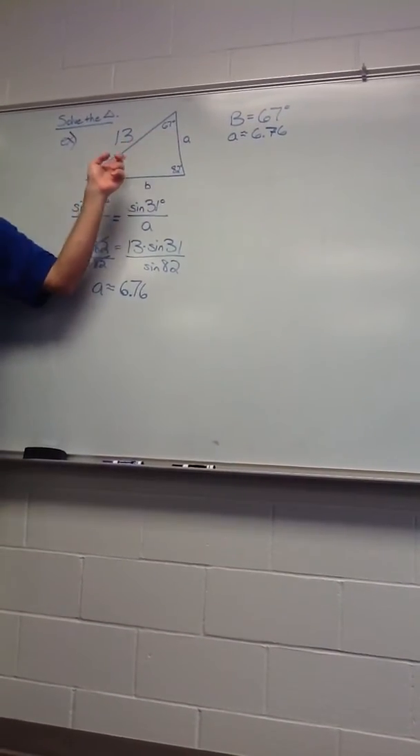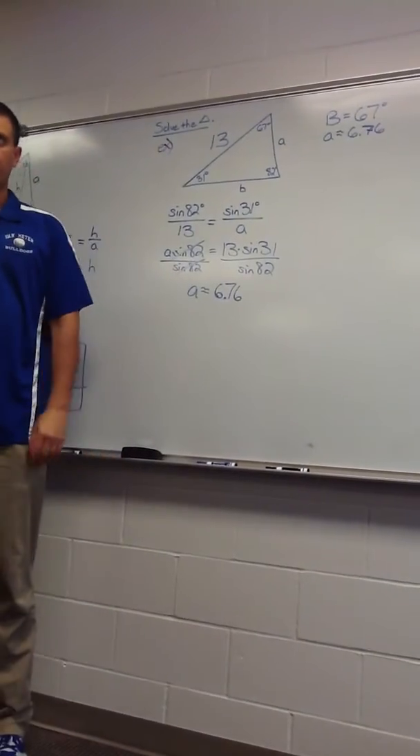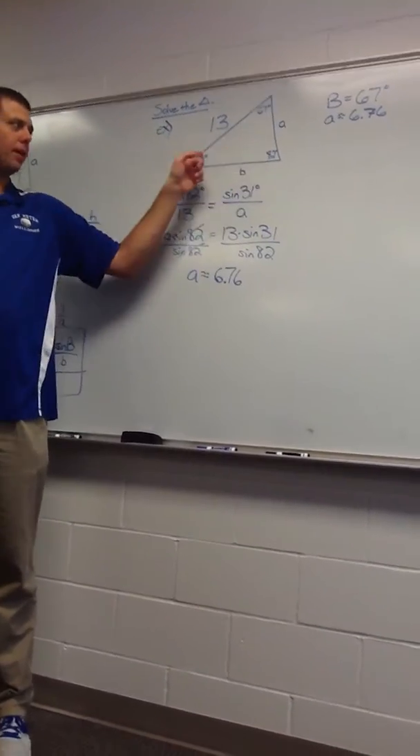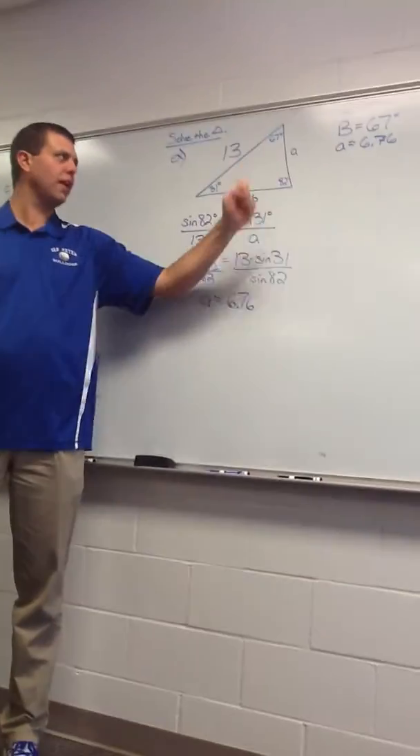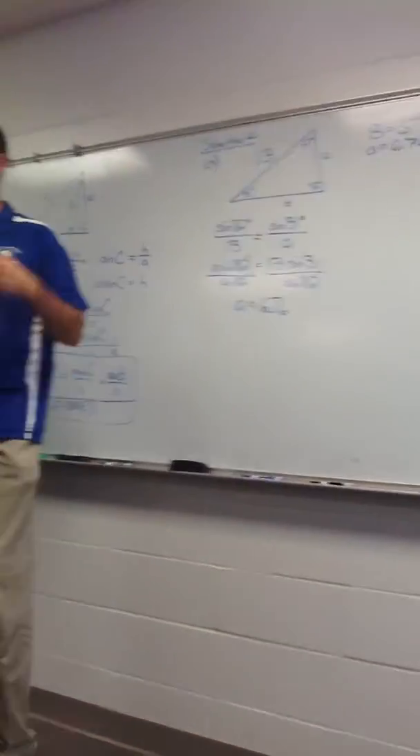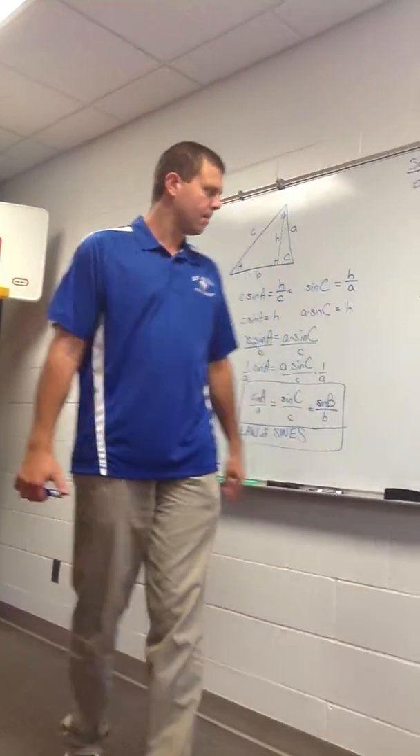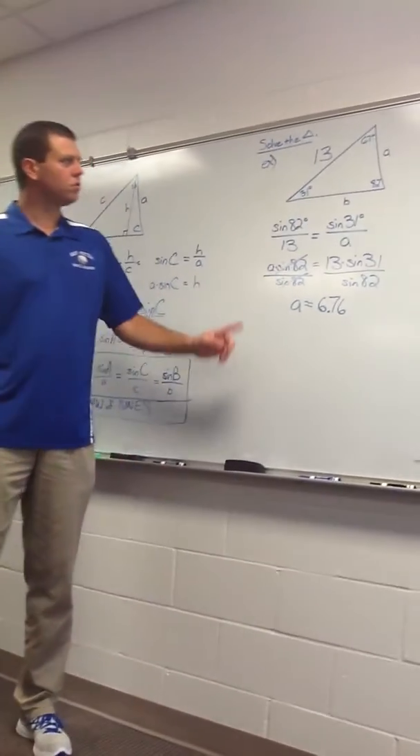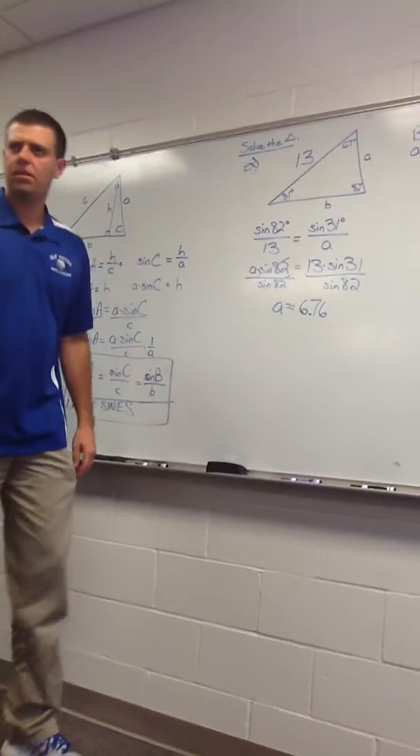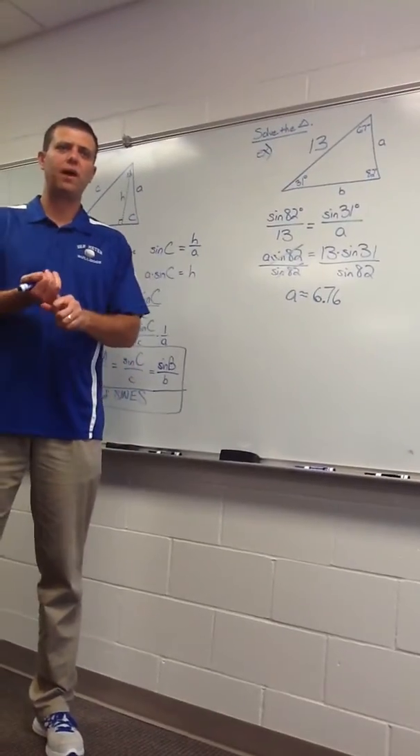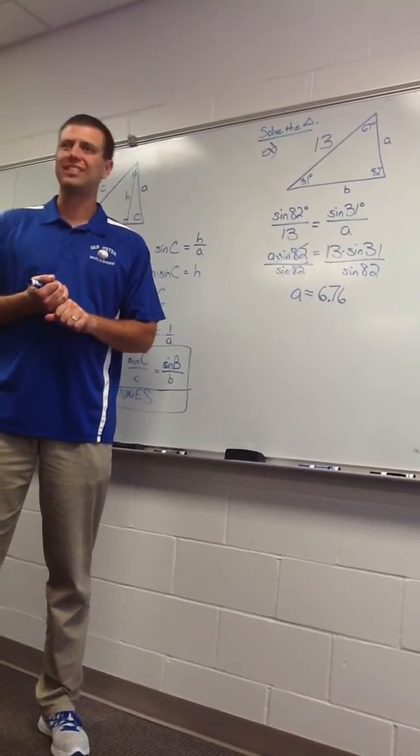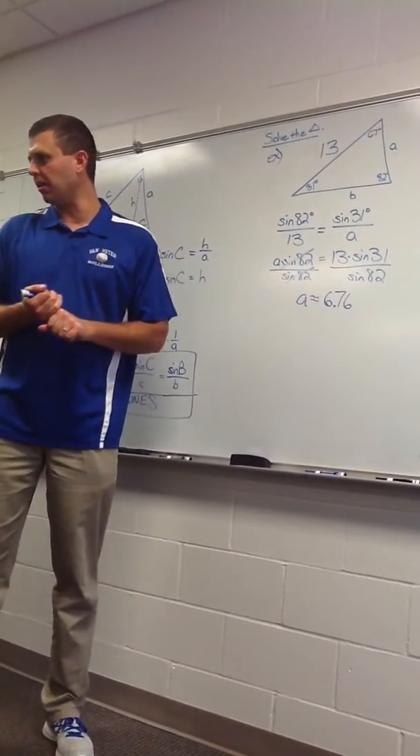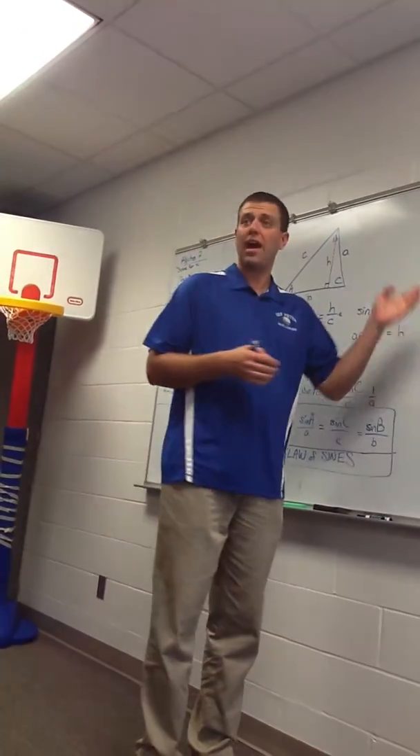Should A have been smaller than C? Yeah, 82 is a lot bigger than 31, right? So the side across from the 31 should definitely be smaller than the side across from the 82. It's kind of how you check your work a little bit. You're not done though. You still need side B. Can you use the Pythagorean theorem? No, it's not a right triangle. So you have to use the law of sines again.